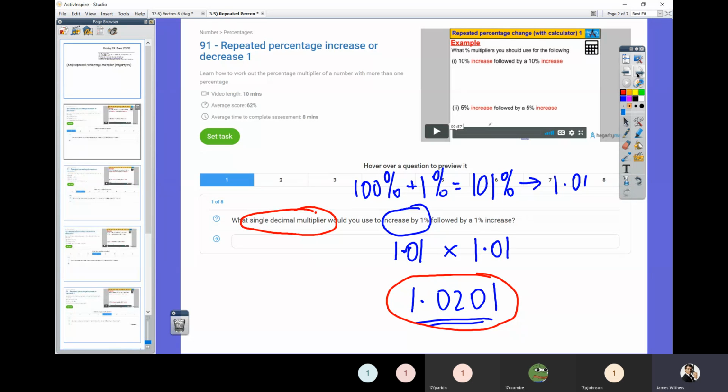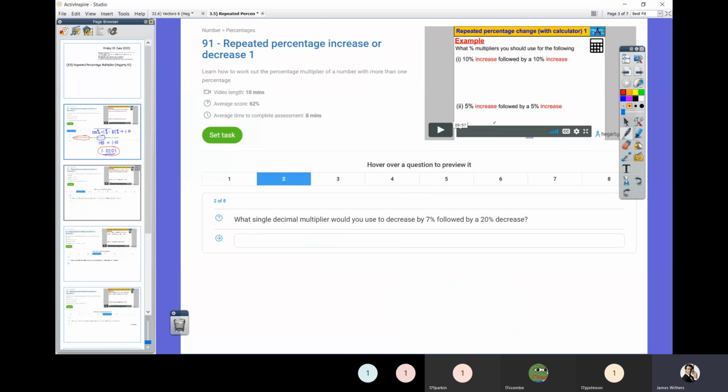Now, question 2, we've got a decrease by 7%. I want to speed things up a bit. You need to be able to realise that's going to be a multiplier of 0.93. And then that's followed by a 20% decrease, and you need to know why that would be 0.8. That's why it's important you go and get number 89 done first. So a 7% decrease and a 20% decrease. You then multiply those together.